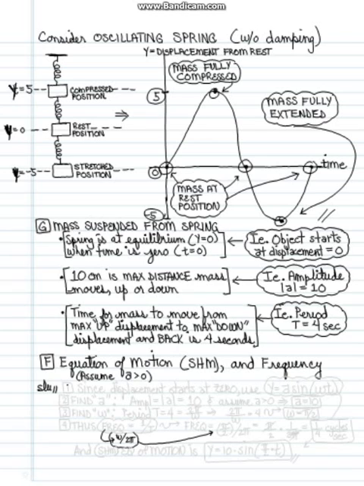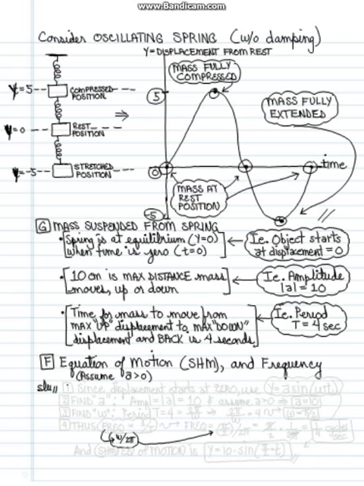Another fact, 10 centimeters is the max distance the mass moves up or down. In other words, the amplitude, the absolute value of A, is equal to 10. Another fact, the time for the mass to move from the max up displacement to the max down displacement and back, one complete cycle, is 4 seconds. That implies that the period T is equal to 4 seconds.